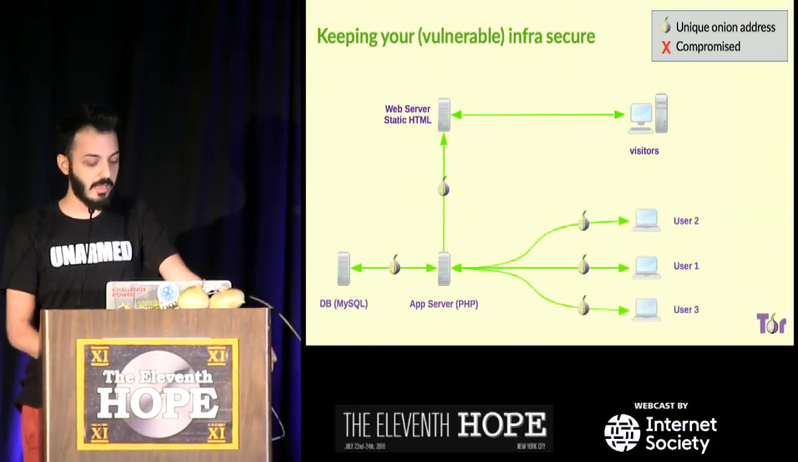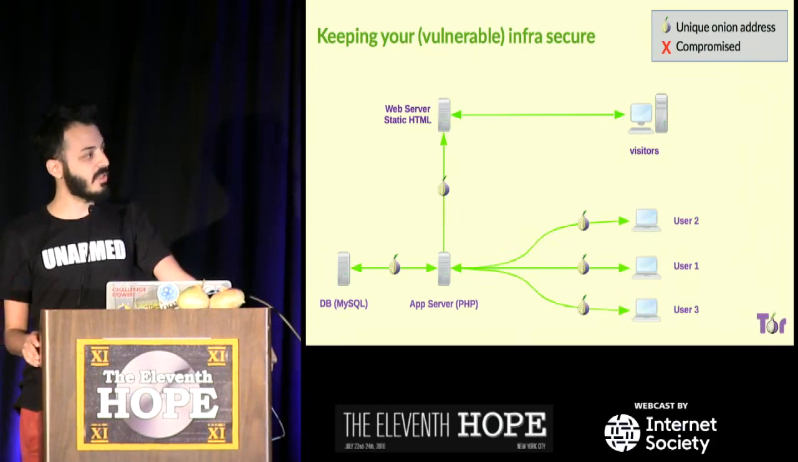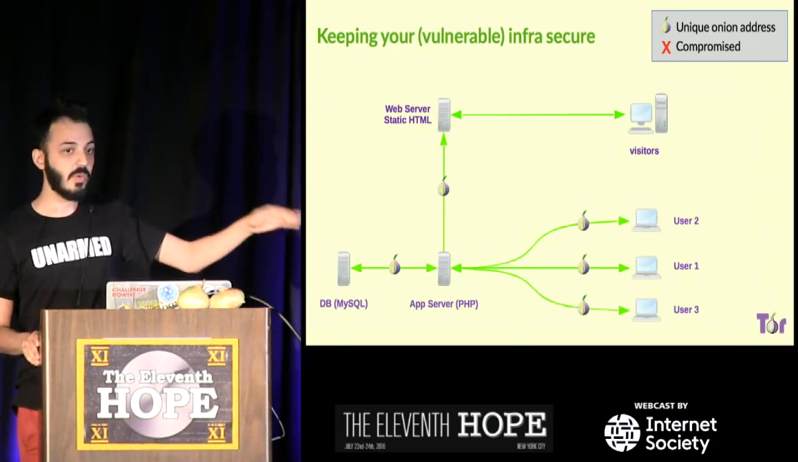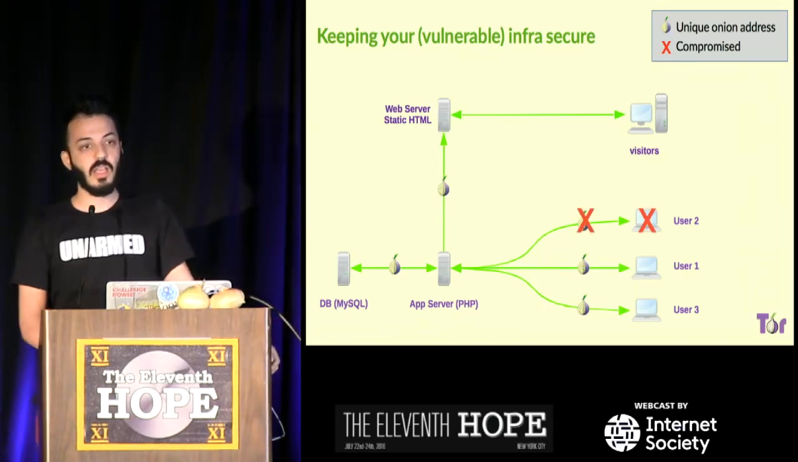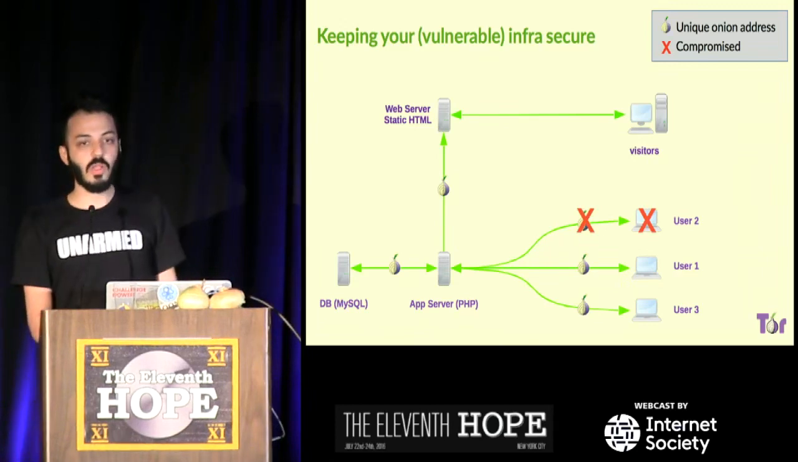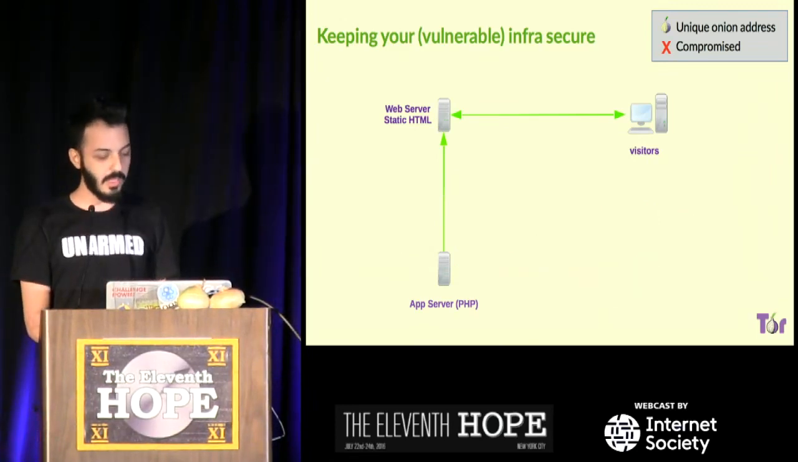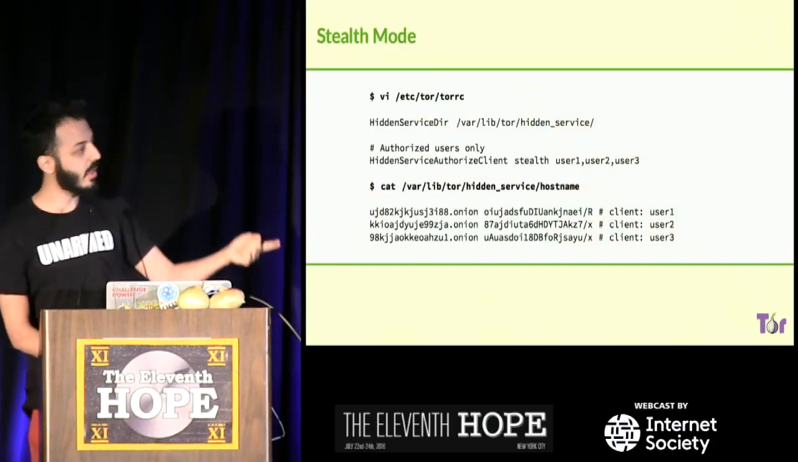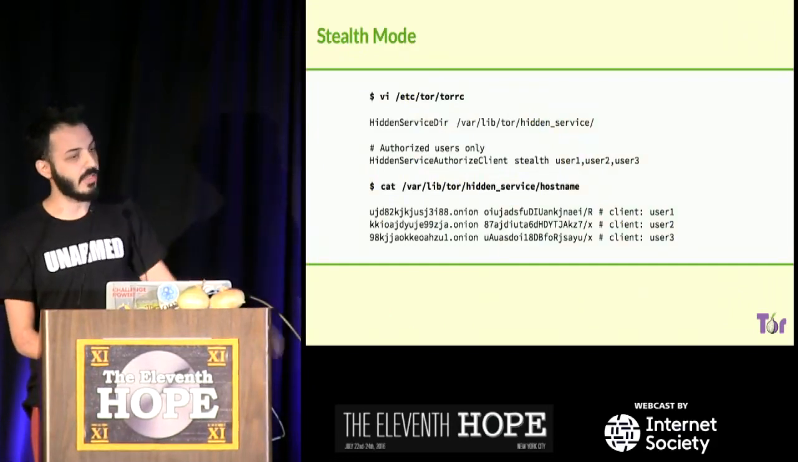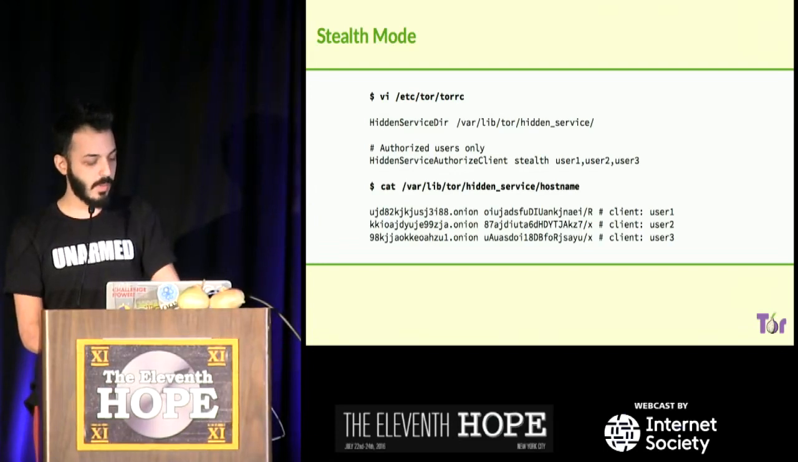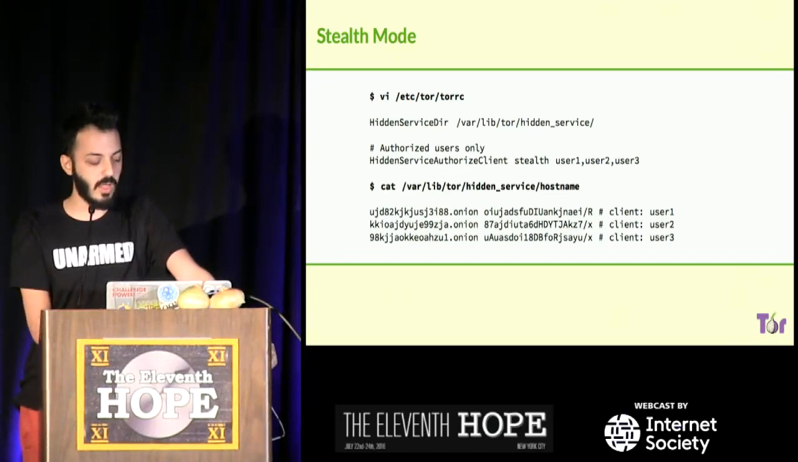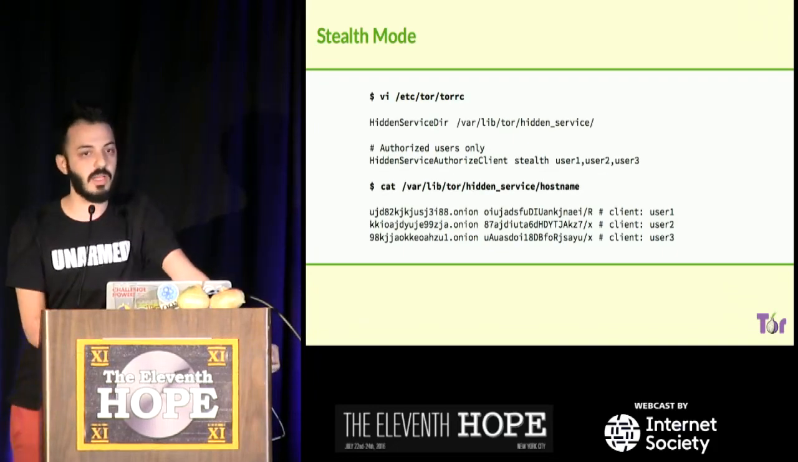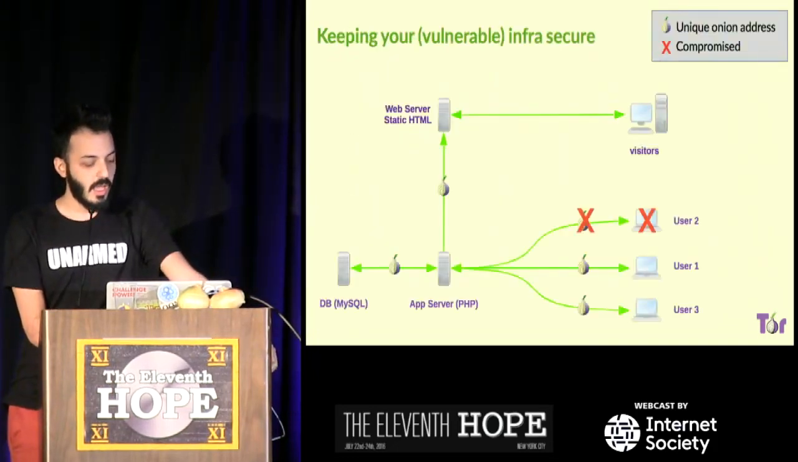The other thing is that if you have multiple contributors, each contributor gets a unique Onion address. So if one of them gets compromised for whatever reason, you don't need to change anything. If I go back to this, you just comment out that user, or delete it from your torrc file, and that onion doesn't work anymore, and you leave the rest of the infrastructure in place. Nothing is compromised. All right.